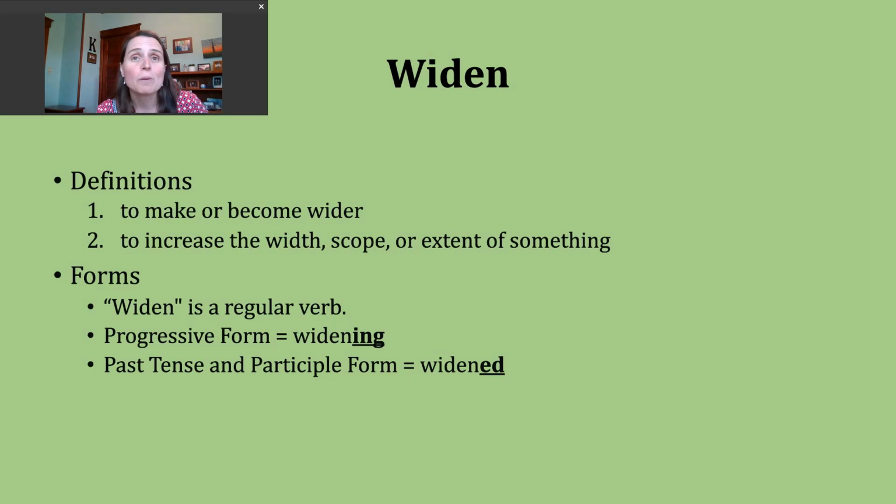To make the progressive form of this verb, all you need to do is add ing. That forms widening. The past tense and participle forms of this verb can be made by adding ed. Our base verb, widen, ends in a voiced N sound. This means the ed ending is going to just make a D sound, and I'm not going to add an extra syllable to the word. It should sound like this: widened, widened. Okay.